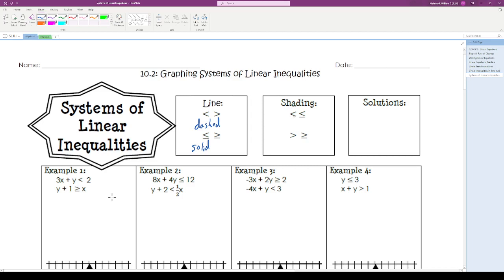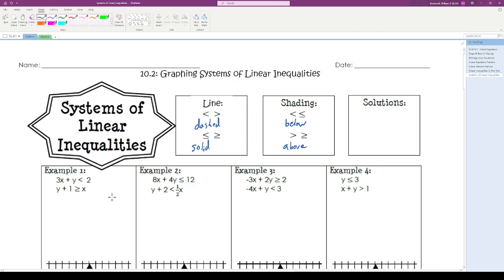We shade these based on the y values. If we have y is less than mx plus b, then we're going to shade below the line. And if we have y is greater than, we're going to shade above the line. And then our solutions are anything that's in the shaded regions. So we shade in where all of that solution set is. There's infinitely many solutions to one of these things, so everything in the shaded region is a solution.